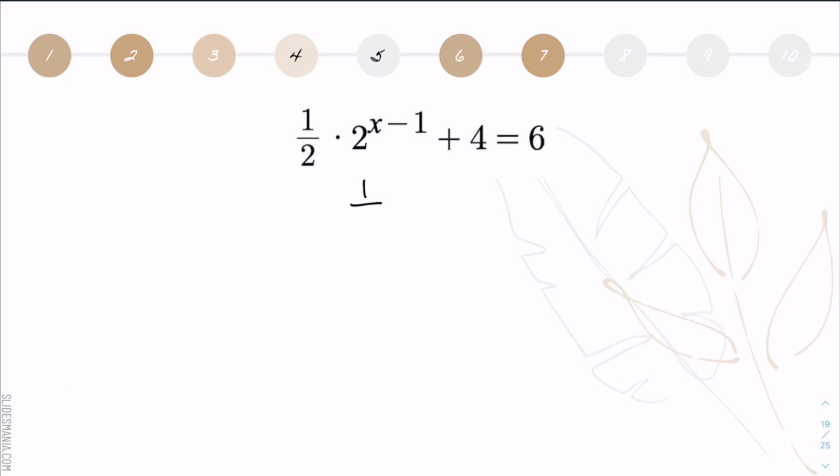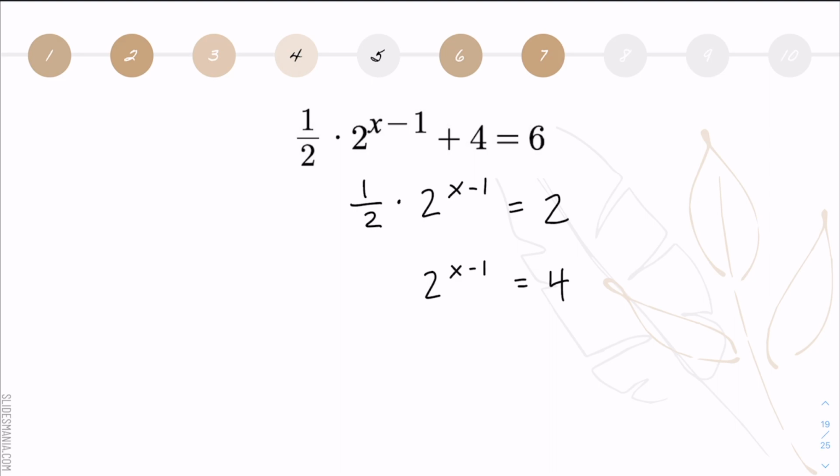So we're going to be left with 1/2 times 2 to the power of x minus 1. 6 minus 4 gives us 2. Now, how do we undo multiplying by 1/2? To inverse multiplying by a fraction, I like to multiply by its reciprocal. So I'll multiply by 2 over 1. And 2 times 2 over 1 gives me 4.